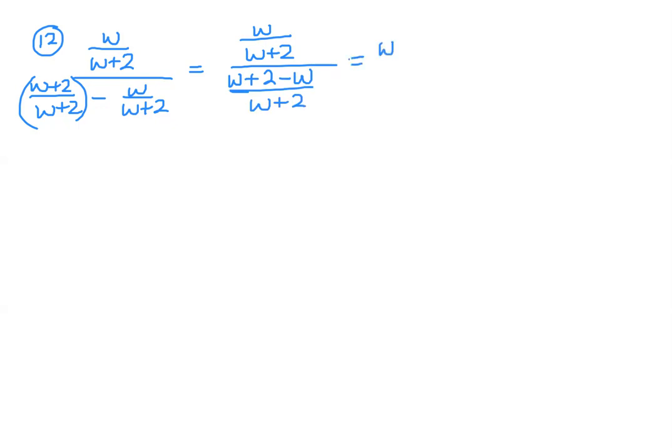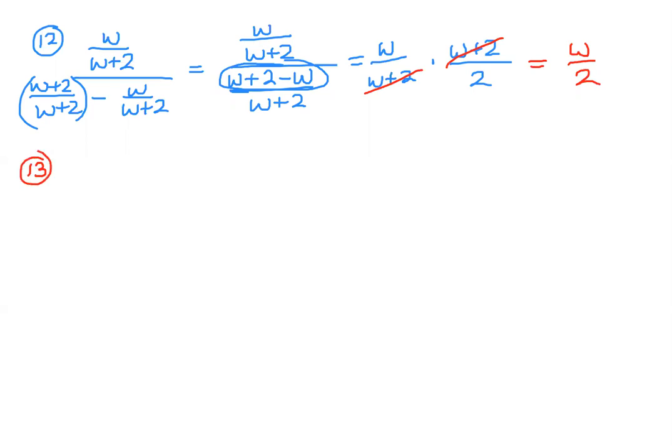So we got our numerator times the reciprocal of the denominator. What does this equal right here? w minus w is 0, so it just equals 2. What can we cancel? Cancel those, and we're left with w over 2.